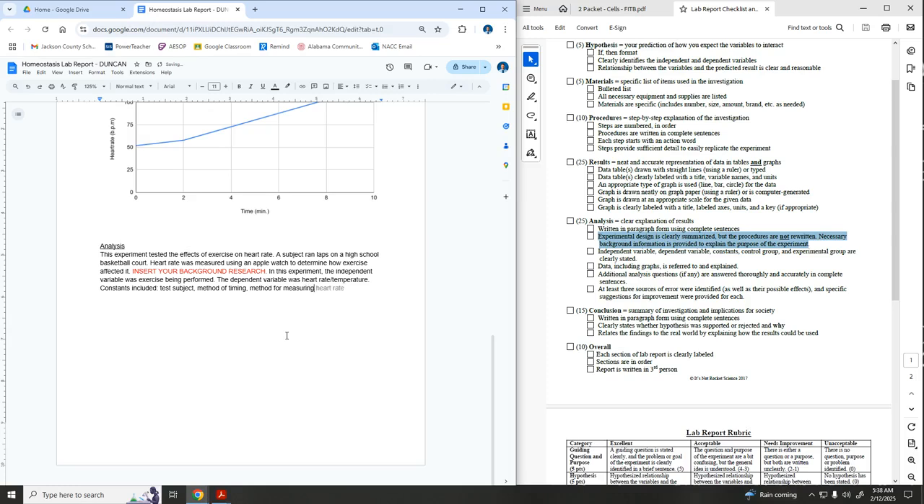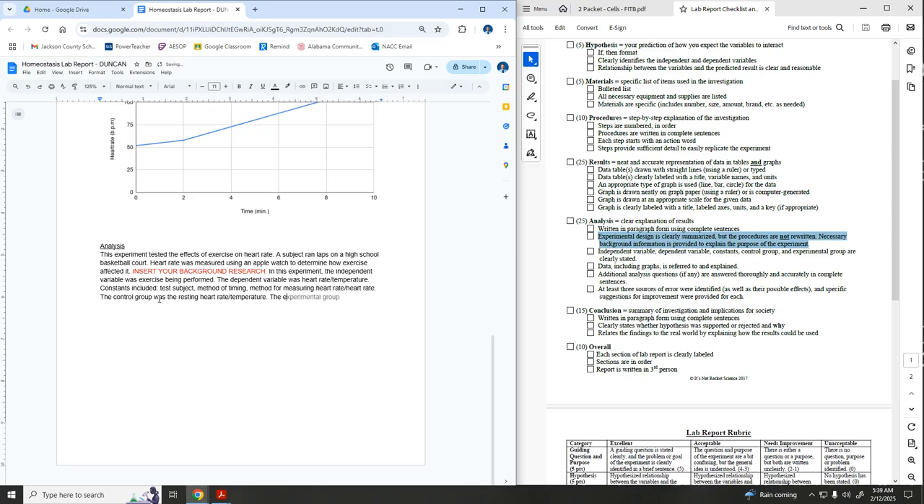Method for measuring heart rate or temperature, whatever it was that you used. And then anything else that you can think that applied to you that you kept the same, because constants are kept the same. So the control group, what you are comparing your experiment to, was the resting heart rate or resting temperature, because that is what gave us that baseline for comparison.